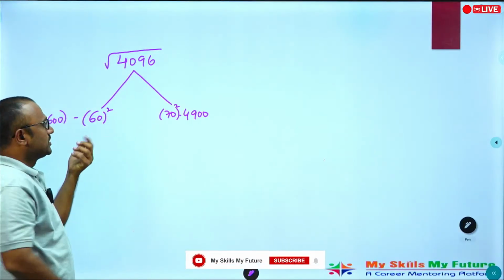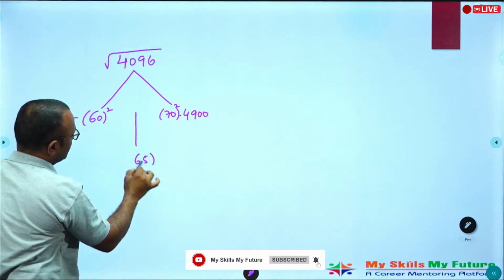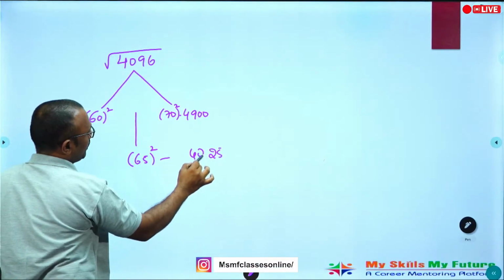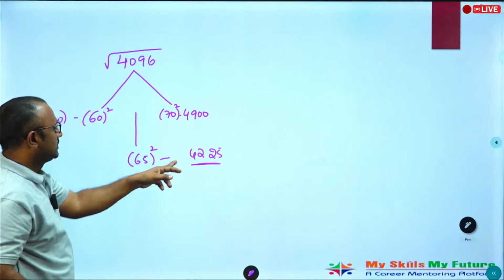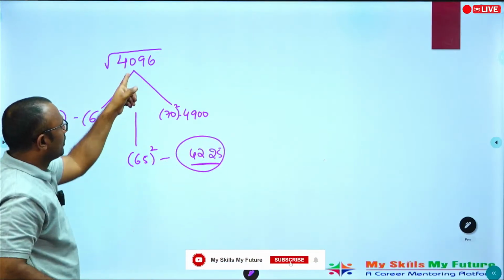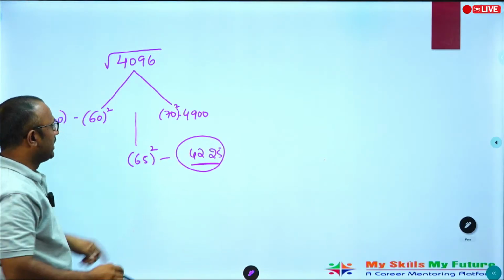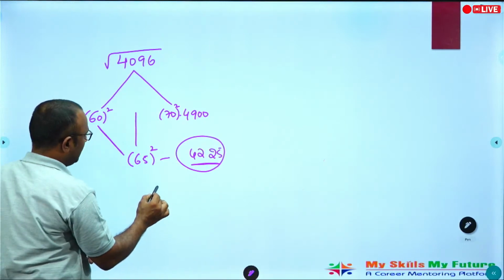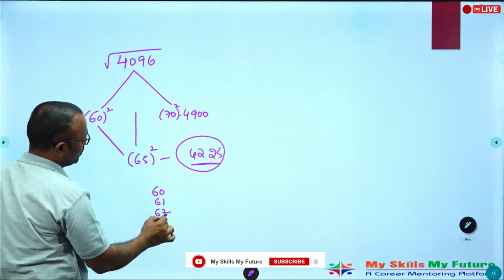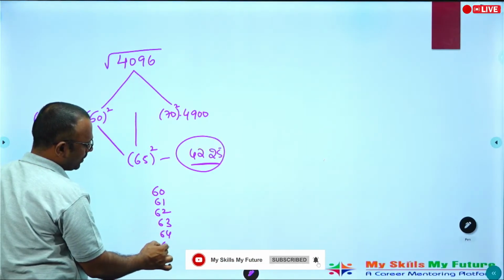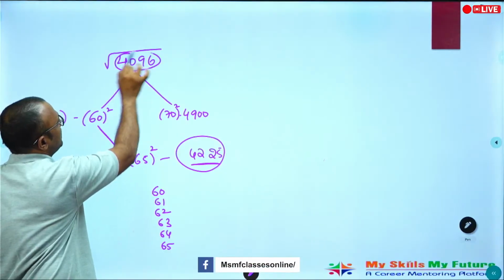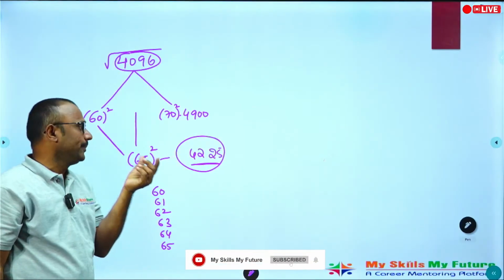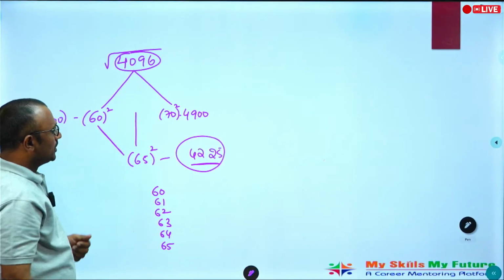Just to find 65 square: 25, 6 sevens are 42. This number is less than that number, which means it lies between 60 and 65. So 60, 61, 62, 63, 64, 65. Why? Because 65 square is 4225 and 60 square is 3600, so this number lies between these two values.